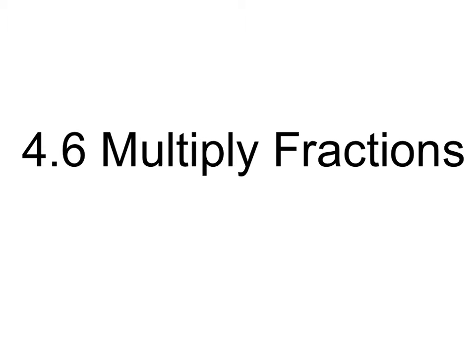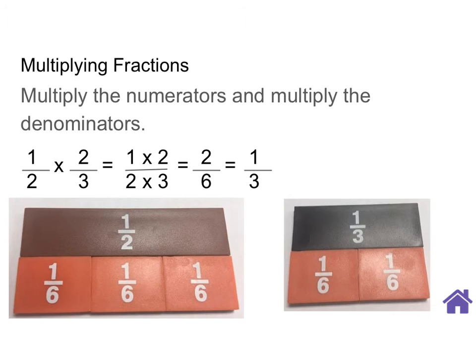Today we're going to be doing multiplying fractions. So to multiply fractions, you need to multiply the numerators and multiply the denominators. It's pretty simple mathematically. So if I have 1/2 times 2/3, I just multiply my numerators together, 1 times 2, and then I multiply my denominators together, 2 times 3. So 1 times 2 is 2, and 2 times 3 is 6.